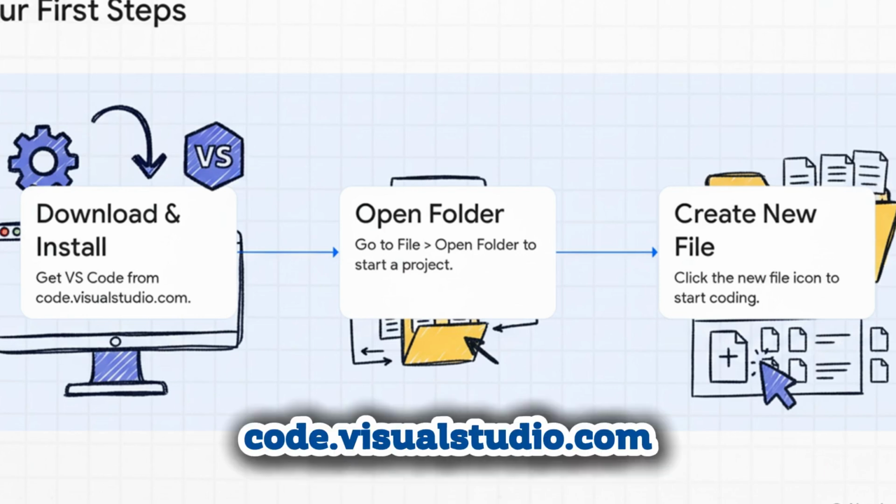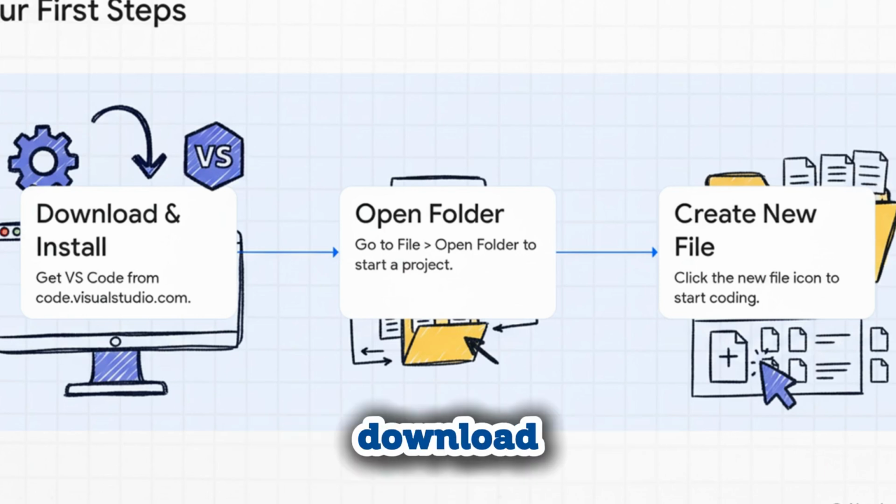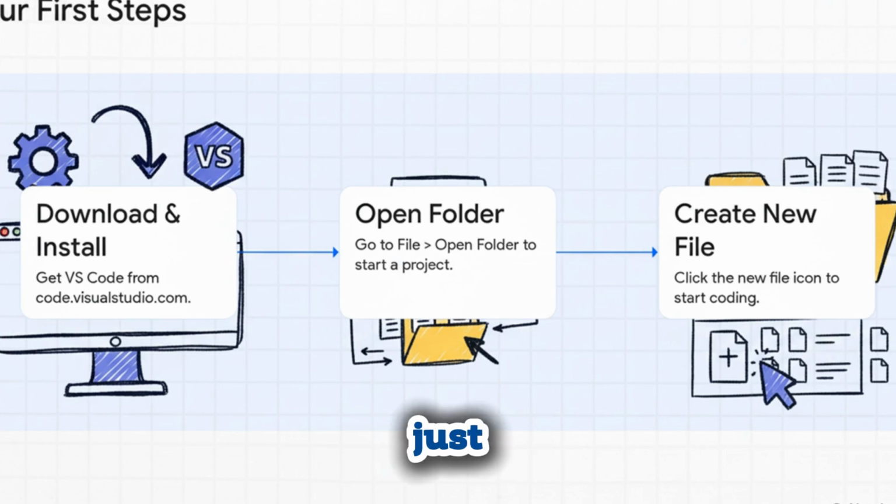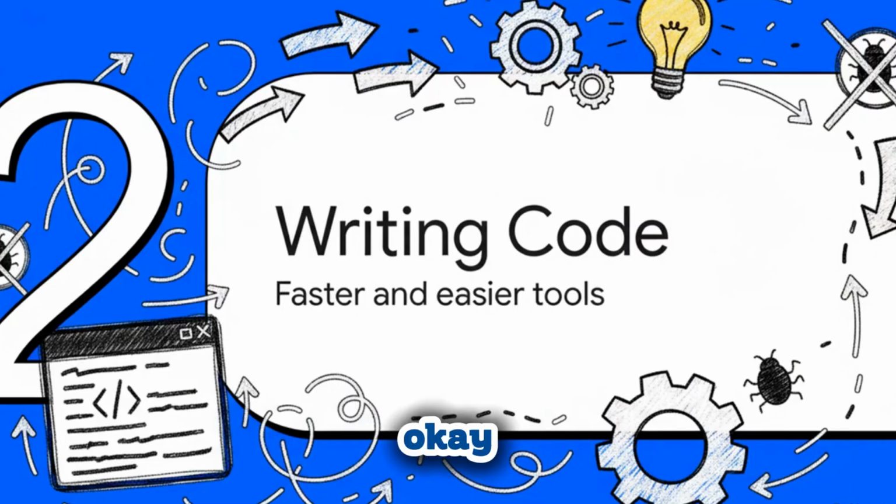First, you just pop over to code.visualstudio.com to download and install it. Once it's open, here's a key concept. You don't really open individual files, you open entire folders. VS Code is built around your projects. Just go to File, Open Folder, pick a project you're already working on, or just create a new one, and you're in. From there, you just click the new file icon to get going. Easy.